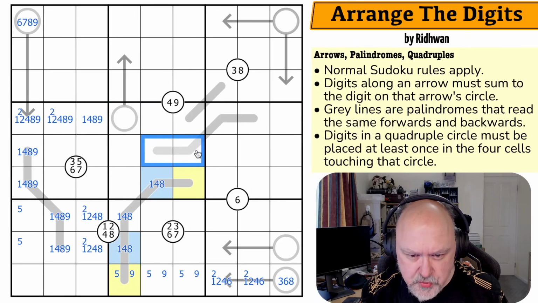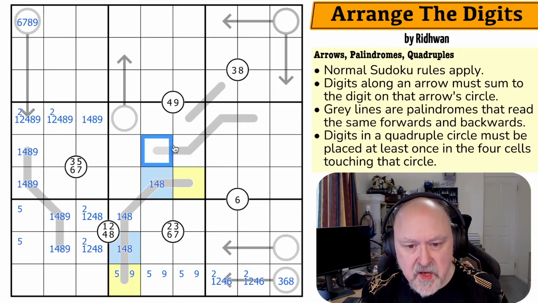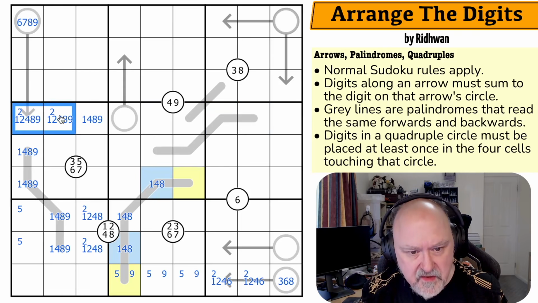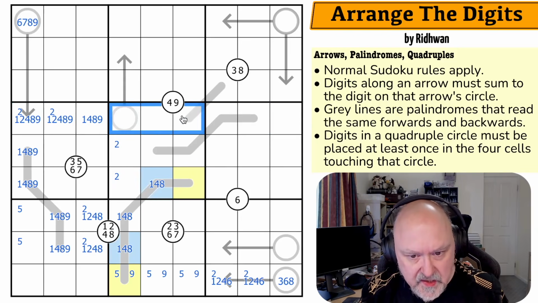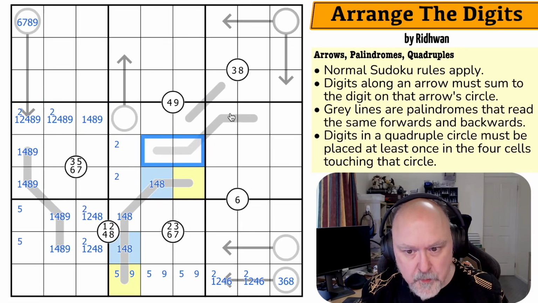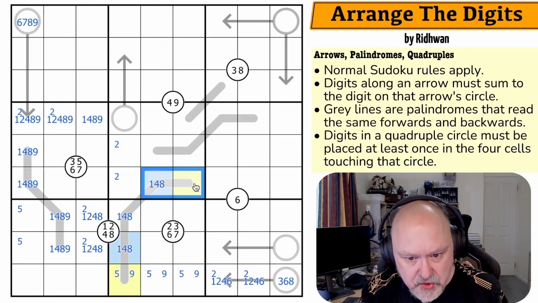Does that force 2 onto this palindrome? No, I can't put 2 on this palindrome, because if I put 2 here, that would put 2 here and conflict with those. So there's no 2 in any of those, and there's no 2 in any of those. 2 is in one of those two, because a 2 here breaks because of that. A 2 here would put a 2 here and break because of that. A 2 here would put a 2 here and break because of this quadruple. 2 is in one of those two.